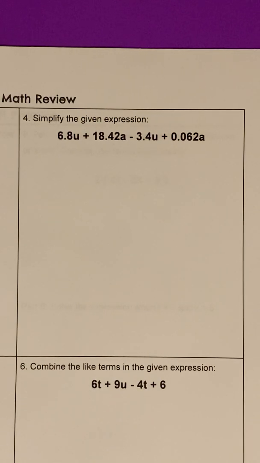Simplify the given expression. In this case, we do not have values with letters, so we're just going to simplify. We have 6 8/10 u, plus 18 42/100 a, minus 3 4/10 u, plus 62 thousandths a. What we're going to do is look for like terms, so we need to combine like terms.